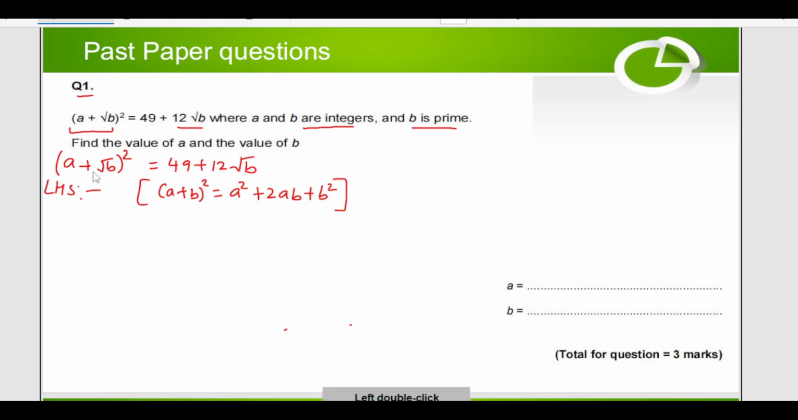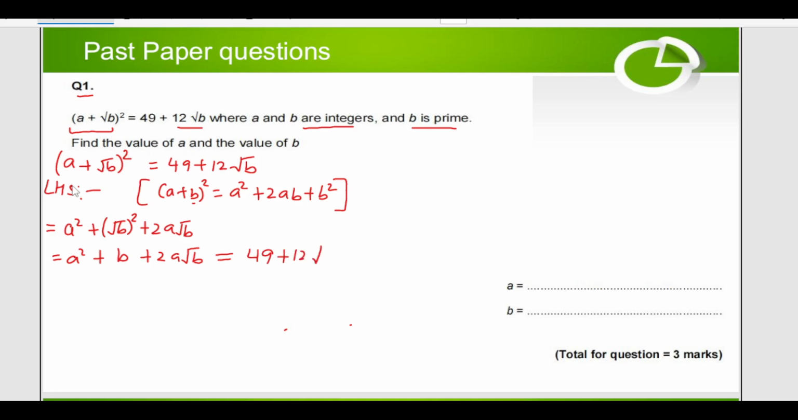So we are going to use this formula here. Instead of b we have a square root b, so this left hand side becomes a² plus (√b)² plus 2a√b. So this is a² plus b, since the square root of b squared is b, plus 2a√b. Now this is equivalent to 49 plus 12√b.